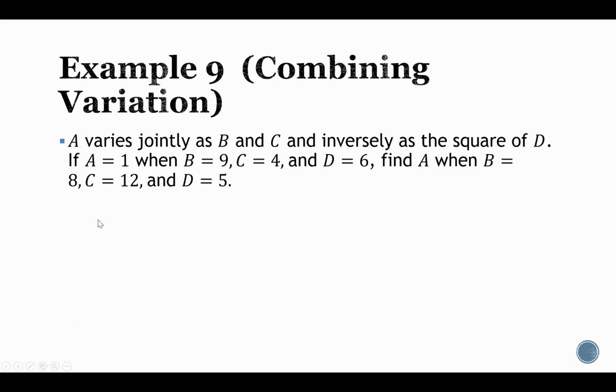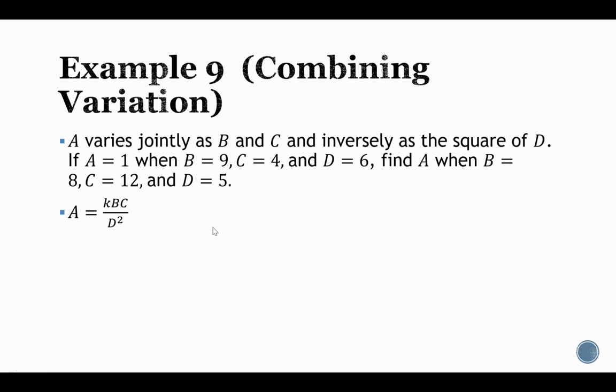A is going to be on the left-hand side of our equal sign. And then we have some kind of constant of proportionality, K. And we are jointly varying with B and C, so it's going to be K times B times C. And we're inversely varying with the square of D, so it's going to be divided by D squared. Here's the setup.